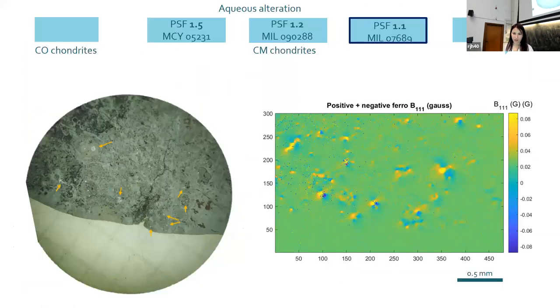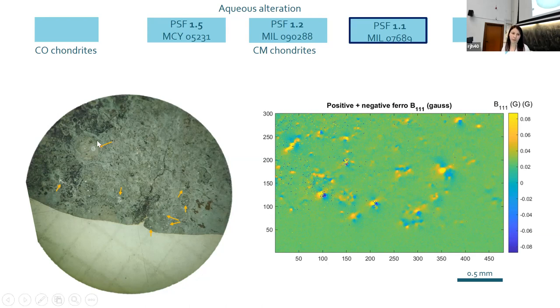And finally, these are the results that I got 16 hours ago that have rewritten my conclusion. So this is the most altered meteorite that we have. And there is a lot of magnetite in it. I say a lot, it's 3 volume percent. It's not a lot, but it's quite obvious and easy to identify.